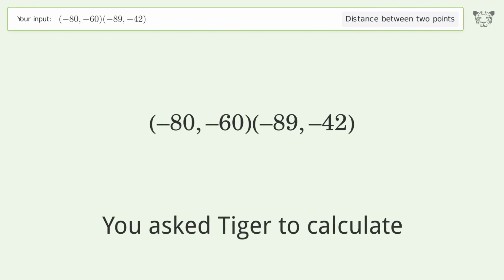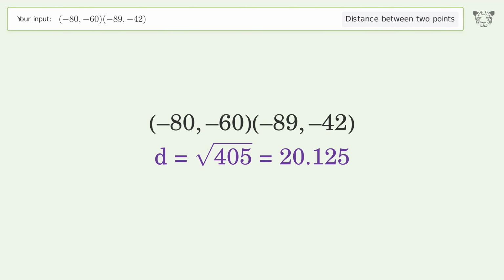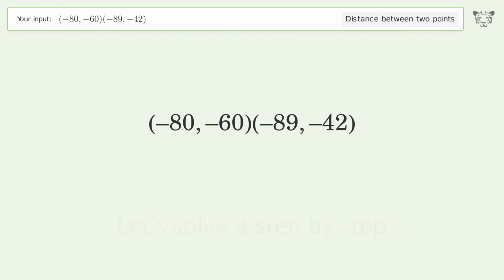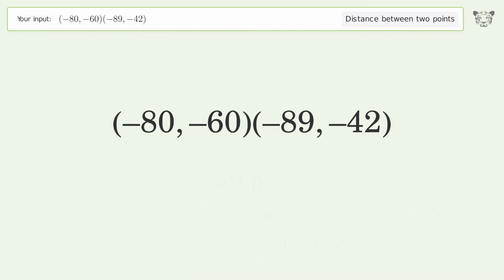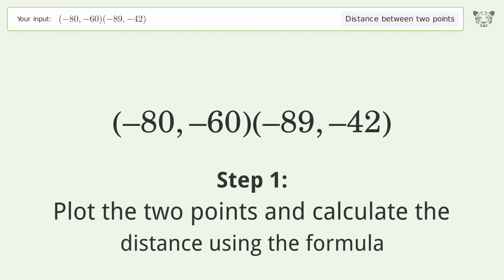You ask Tiger to calculate. This deals with the distance between 2 points. The distance between the 2 points is the square root of 405, or 20.125. Let's solve it step by step. Plot the 2 points and calculate the distance using the formula.